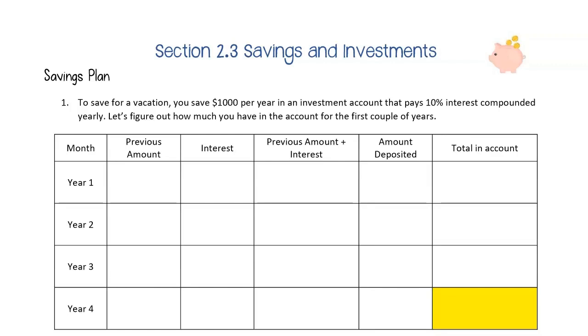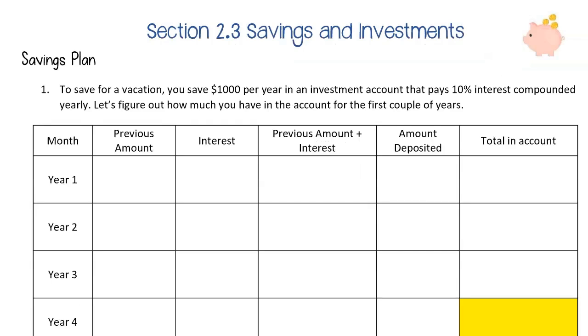To save for vacation, you save $1,000 per year in an investment account that pays 10% interest compounded yearly. Let's figure out how much we'll have in the account the first 4 years. In year 1, the previous amount in the account will be $0. The interest that we earn on $0 is $0. When I add those two amounts together, I get $0. Then I'm going to make my first deposit, so that will be $1,000. Now in the account, I have $1,000.